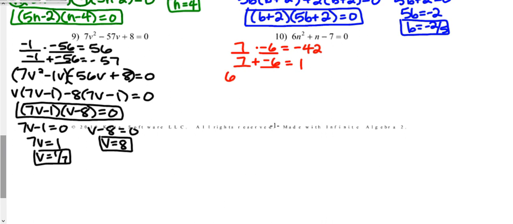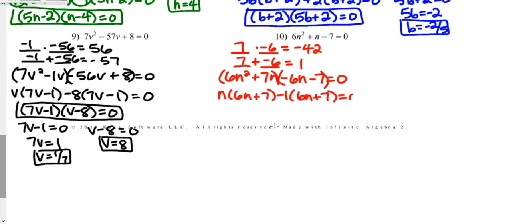So rewrite your quadratic since you can't use your shortcut. Group. Common factor. First common factor would be an n. Second one would be a negative 1. Then write your factored form. And find your zeros.